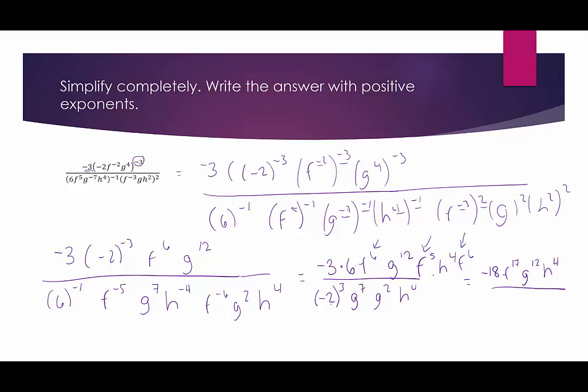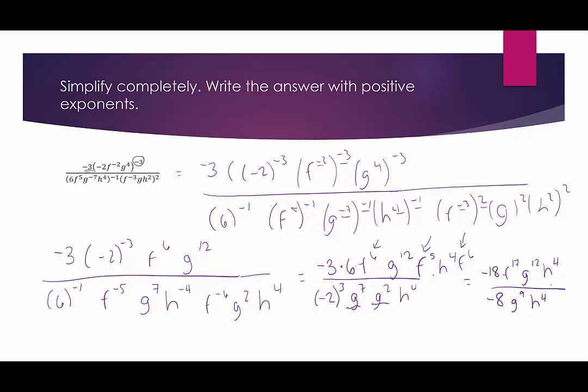In the denominator, I'm going to go ahead, -2 cubed would be -2 times -2 times -2, that's -8. Then I have g to the 7th times g squared. That would be a total of g to the 9th, and then h to the 4th.